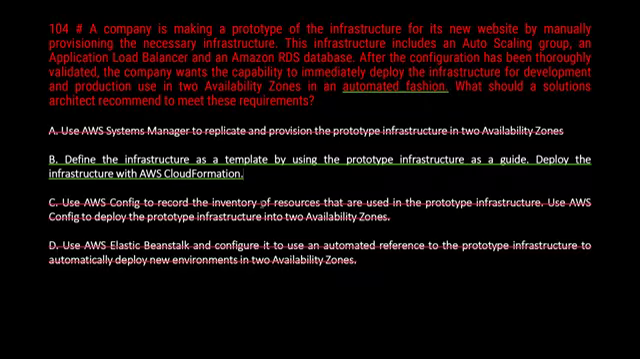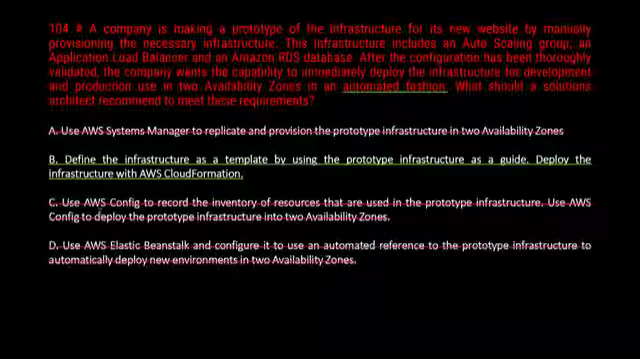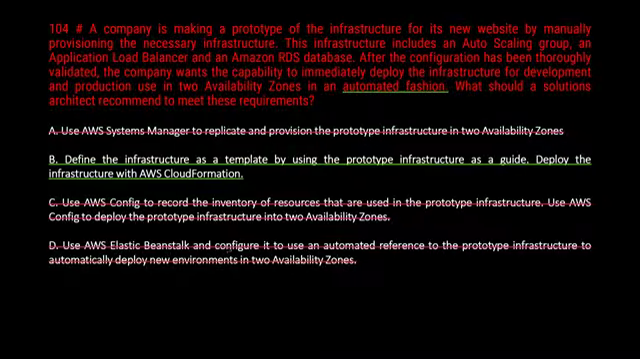Use AWS Config to record the inventory of resources that are used in the prototype. No, you cannot do that. AWS Config is to track configuration changes, and Config to deploy, no, it cannot do that. Elastic Beanstalk, yes, to some extent it can, but you won't have the say in what it should trigger. Configure it to use an automated reference to the prototype infrastructure, no.